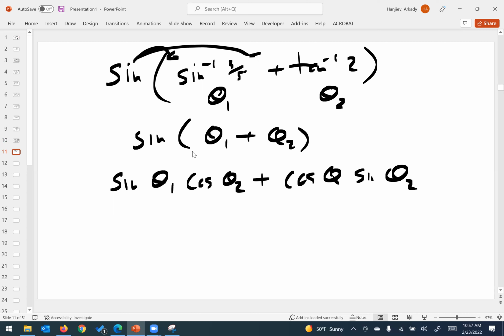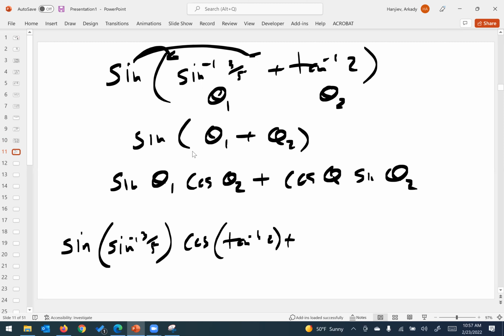Sure. And so now let's put my inverses back. Technically the sloppy, big way of doing it is this right here. I'm going to take the sine of the sine inverse of 3/5. I'm going to take the cosine of tangent inverse of 2, plus cosine of sine inverse of 3/5. It goes back to the thing where if the inverse is on the inside and the function is on the outside, they just cancel out.